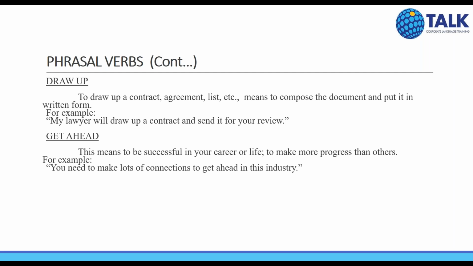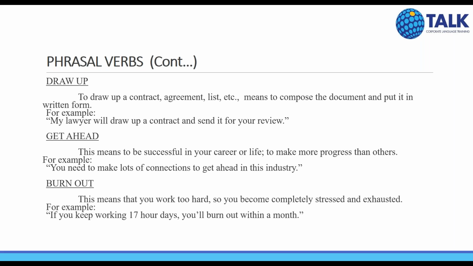Okay, the next one, get ahead. Again, here we have a verb and a preposition. This means to be successful in your career and life, to make progress, that you're getting ahead of others. You need to make lots of connections to get ahead in this industry, to progress, to be successful.